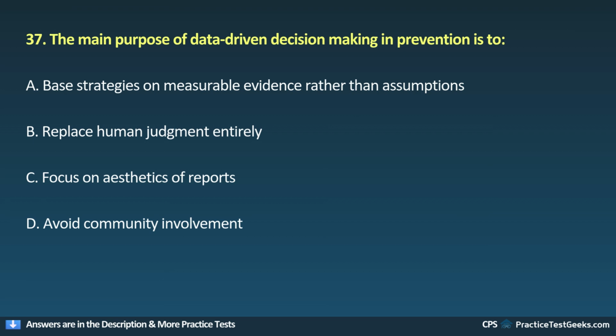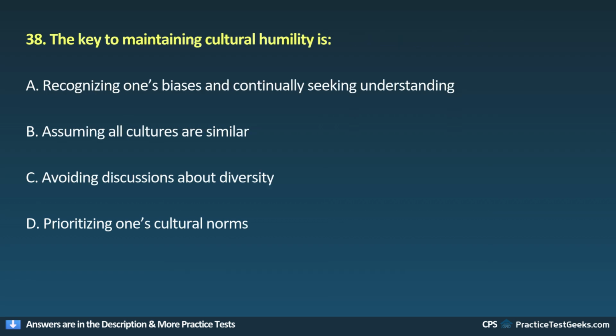37. The main purpose of data-driven decision-making in prevention is to A. Base strategies on measurable evidence rather than assumptions. B. Replace human judgment entirely. C. Focus on aesthetics of reports. D. Avoid community involvement.